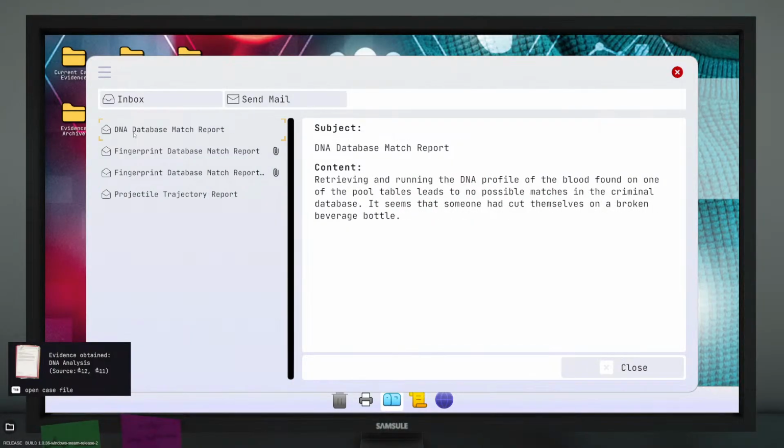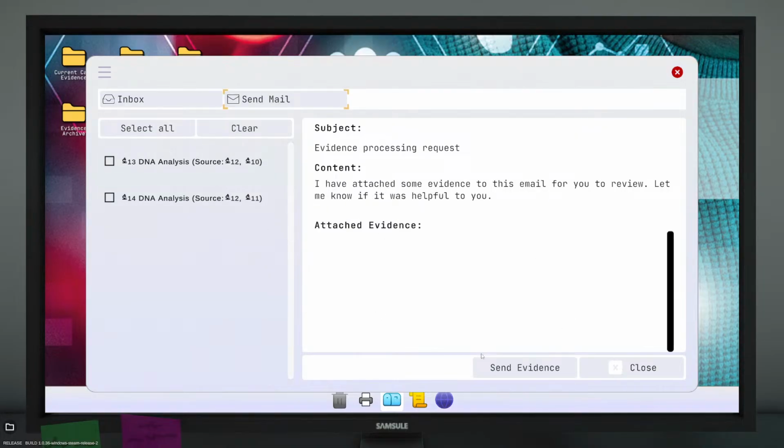Oh, we get another email. Retrieving and running the DNA, okay. The blood found on the pool table leads to no possible matches in a criminal database. It seems that someone had cut themselves on a broken beverage bottle. Alright, let's send this DNA.